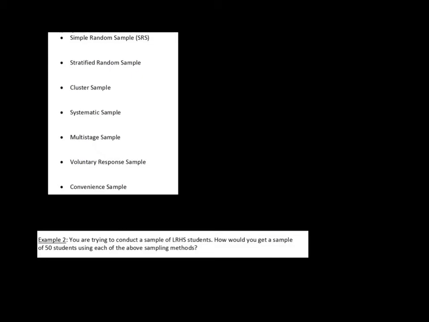Multi-stage would involve just using 2 or more of these. For example, if you were to do a stratified random sample, meaning that you took a sample of maybe 20 from each grade, and then after that you asked every other person on the list of 20 that you had, that would be systematic and stratified, so that would be an example of multi-stage. Voluntary response would be if you put up posters around the school and said, hey, do this survey. And convenience would, again, I think I mentioned it, asking all your friends would be a good way to get a convenient sample. Not a good sample, though.